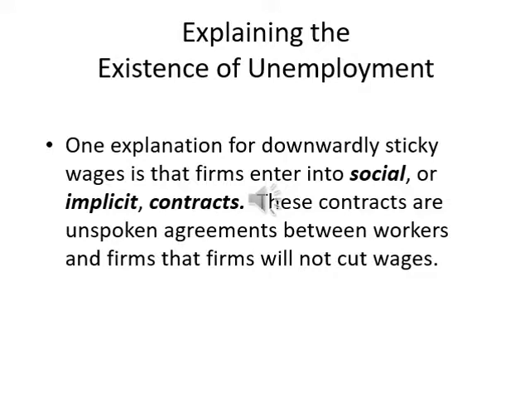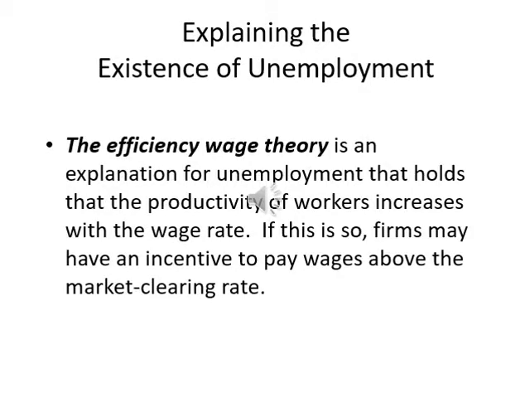Explaining the existence of unemployment. The efficiency wage theory is an explanation for unemployment that holds that the productivity of workers increases with the wage rate. If this is so, firms may have an incentive to pay wages above the market clearing rate.